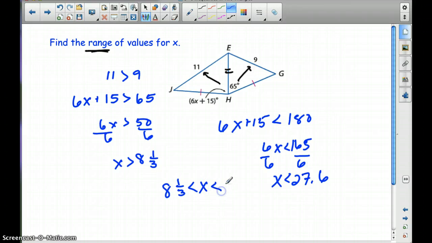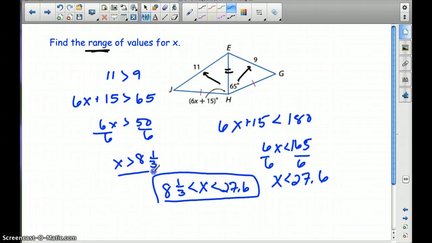also less than 27.6. Now, if you left it as this and maybe wrote the word "and" in between, I'll accept that. But when you get into Algebra 2, you're going to be writing your inequality statements like so. So it's a good way to practice this. And if you don't understand how I did that, go ahead and pause the video, rewind, and see what I did there.